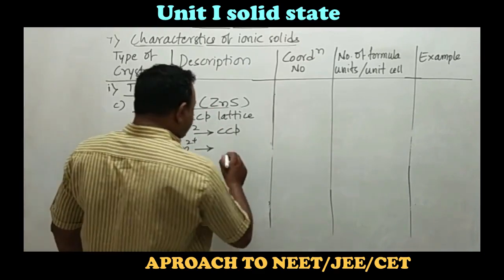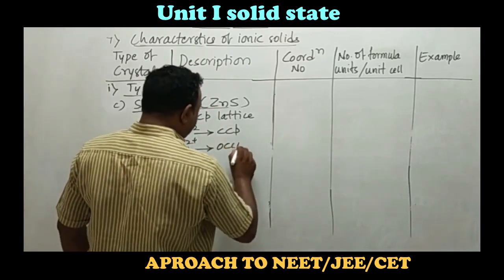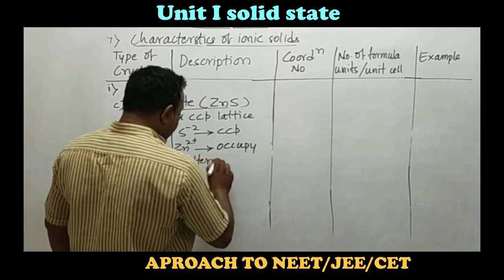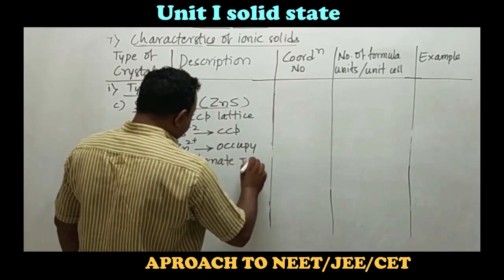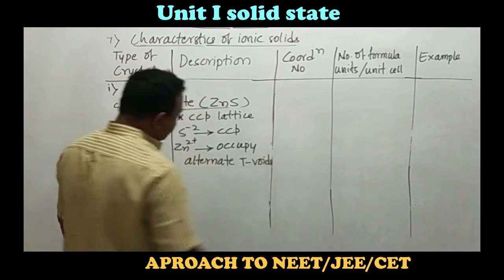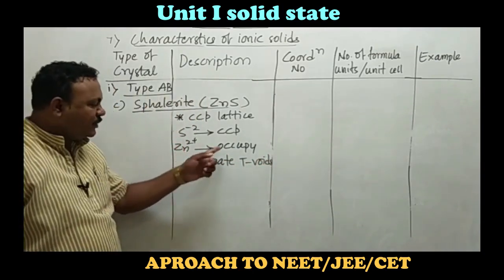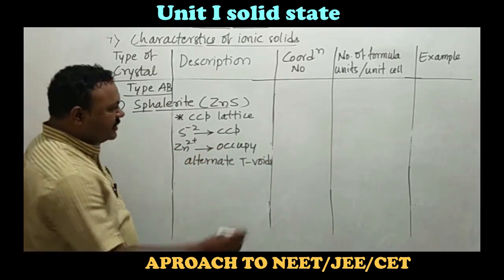Zn2+ ions occupy alternate tetrahedral voids. Look at the arrangement. Sulfide ions are in CCP. Zn2+ ions occupy alternate tetrahedral voids.